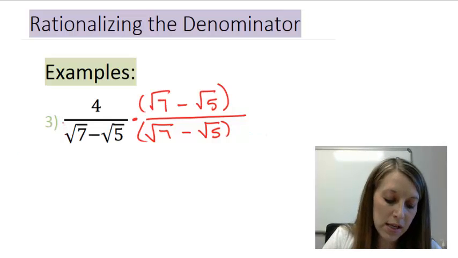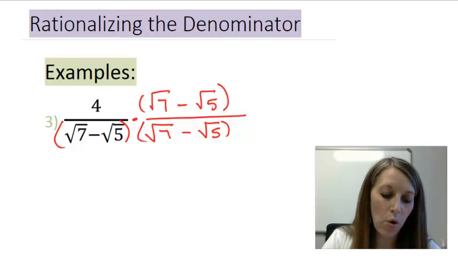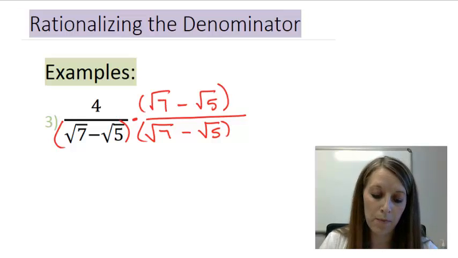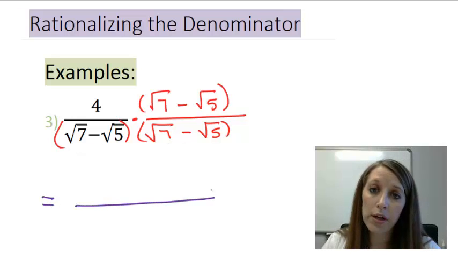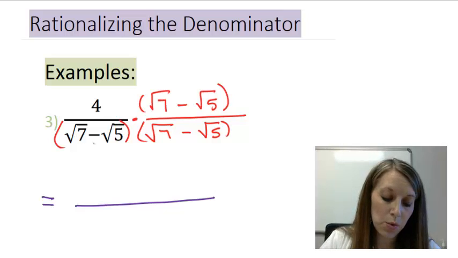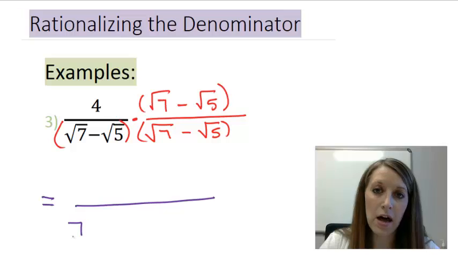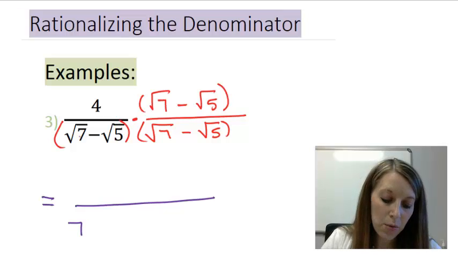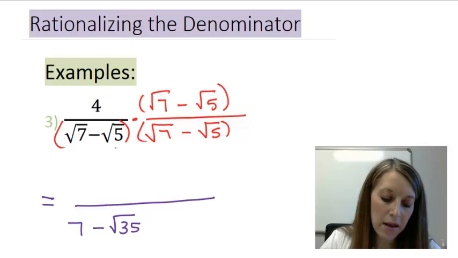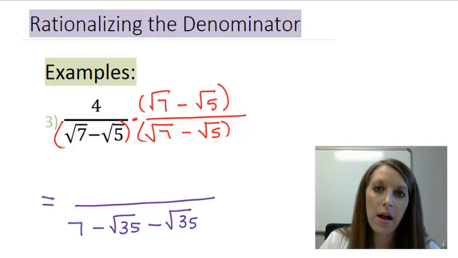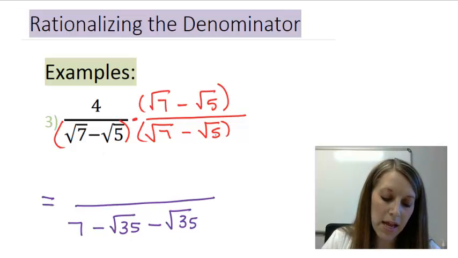Now I'm going to hold off on the numerator. I'm going to start with my focus in the denominator first, because that's my whole goal here, to rationalize the denominator. So notice I have a 2 by 2, or binomial. So the process that I'm going to use is to FOIL. First, root 7 times root 7. The roots cancel out, leaving me with 7. Outside, root 7 times a negative root 5 gives me a negative root 35. Inside, negative root 5 times a root 7 gives me a negative root 35. And last, negative root 5 times negative root 5 gives me a positive 5.